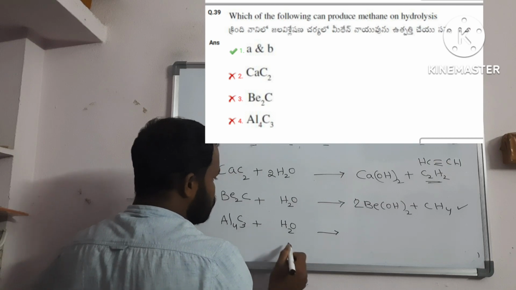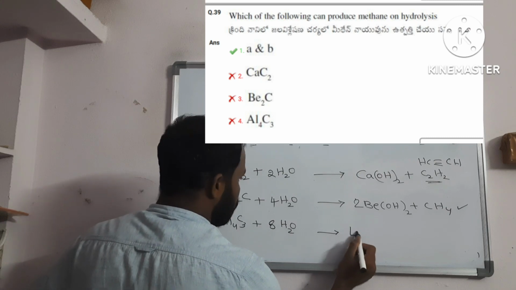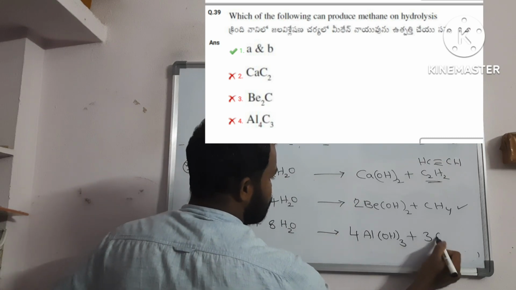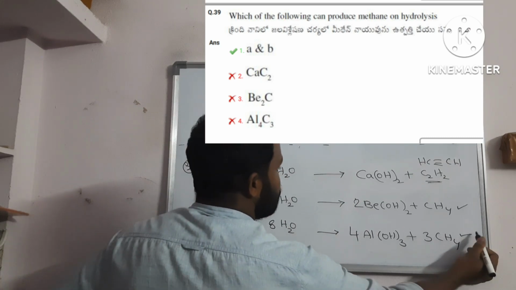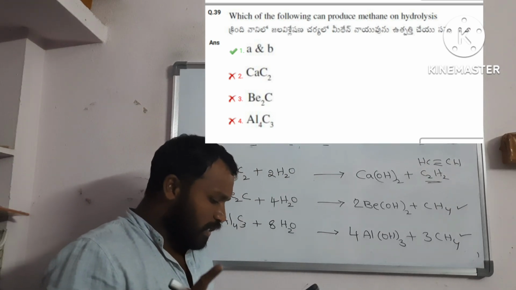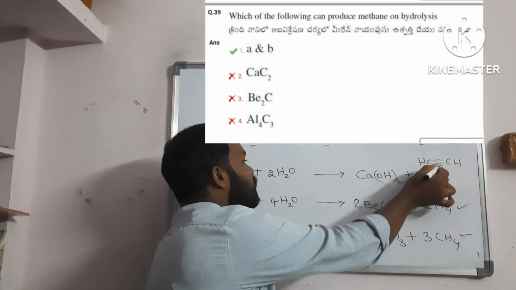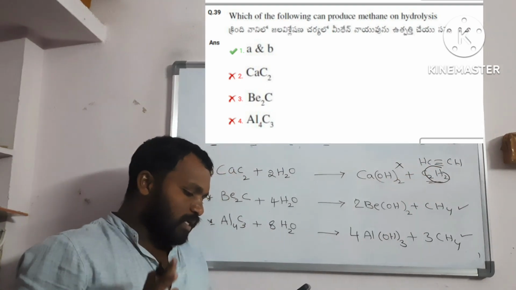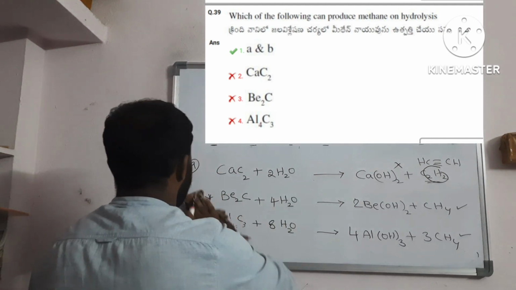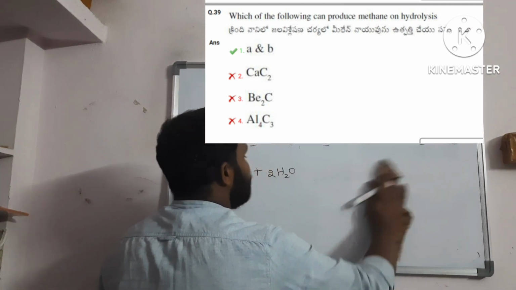We will check for Al4C3. You write 4 moles, so if you write 8 moles of water, you will get 4 Al(OH)3 and 3CH4. This is also methane. So beryllium carbide and Al4C3 are the options, so the option should be C and D, or 3 and 4 are correct, because calcium carbide releases acetylene, hence it is the wrong option. The options given, A and B, are the wrong option. Methane gas is released from Al4C3 and beryllium carbide.